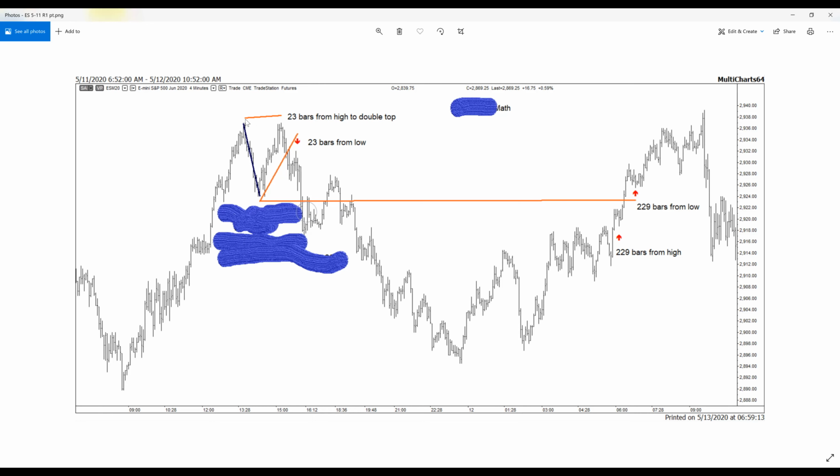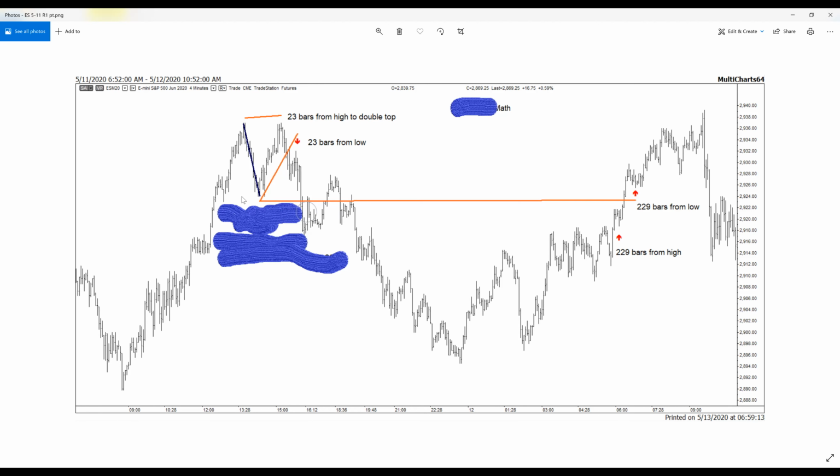So we can measure that from the beginning or end of the measured swing. When we take that from the beginning of that swing and we measure 23 bars over, that takes us to the double tap, setting up a really nice short opportunity. When we measure 23 bars from the swing low of our measured swing, we get this minor retracement high, which gives us another short opportunity marked by the red arrow.